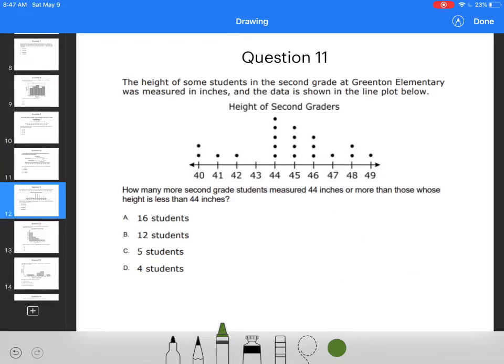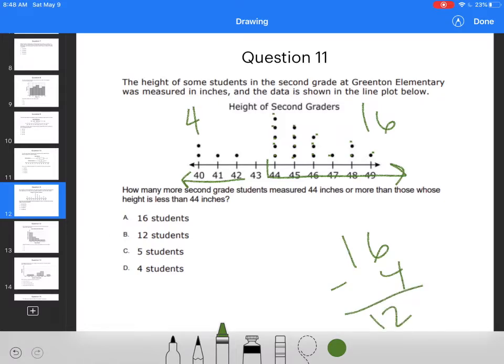The height of some students in the 2nd grade class at Greeton Elementary School was measured in inches. The data is shown on the line plot below. How many more 2nd grade students measured 44 inches or more than those who measured less than 44 inches? So that's 4 students. That's 1, 2, 3, 4, 5, 6, 7, 8, 9, 10, 11, 12, 13, 14, 15, 16. So 16 minus 4 is 12 students.